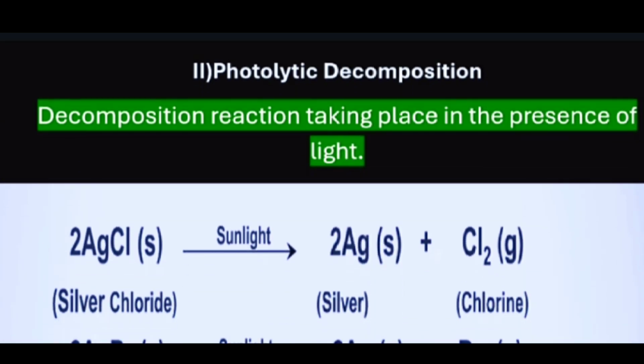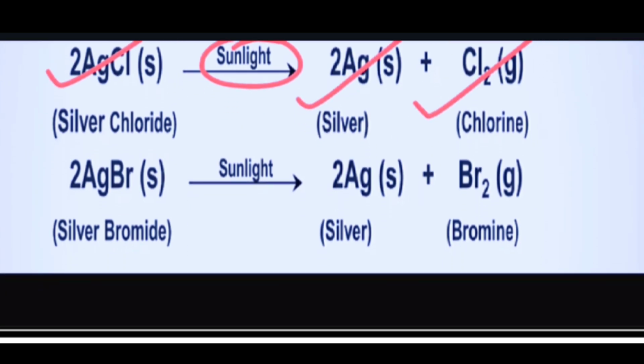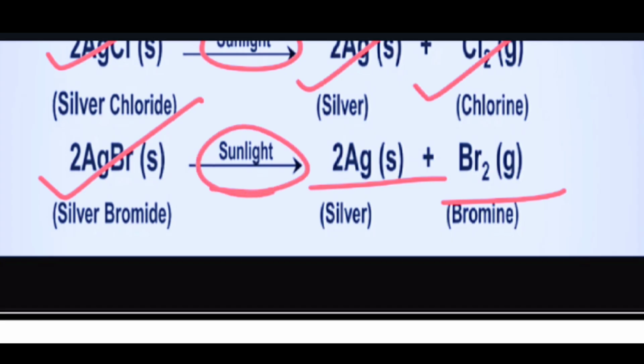Now photolytic decomposition. Photo means light, so in this reaction some kind of sunlight is involved, right? So that's why it is called photolytic decomposition. For example, silver chloride in presence of sunlight is broken into silver and chlorine. Similarly, silver bromide will produce silver and bromine. So it also happens in presence of sunlight, right?